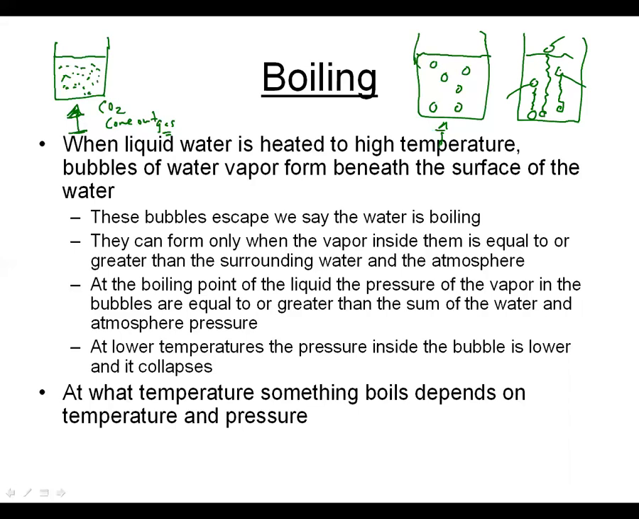And the way they can get there is, remember that atmospheric pressure is pushing down. So the pressure inside these bubbles needs to be equal to or greater than the atmospheric pressure to allow them to get to the top and escape. And that occurs at the boiling point. So at the boiling point, the vapor pressure of the liquid inside the bubbles is equal to or greater than the atmospheric pressure.